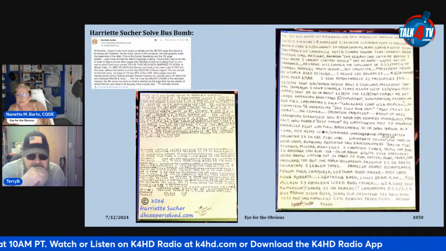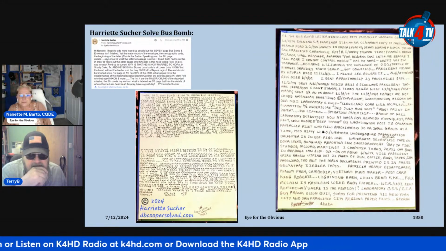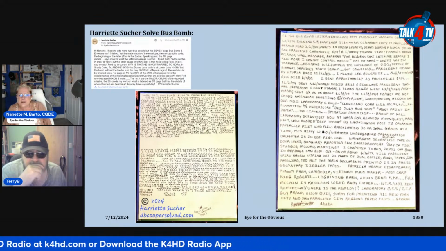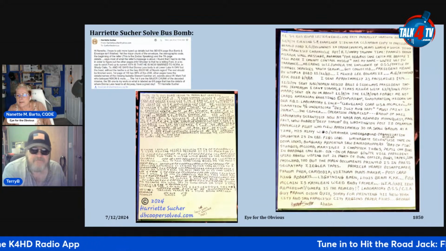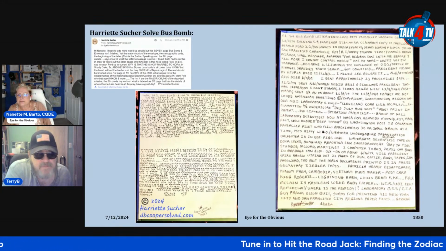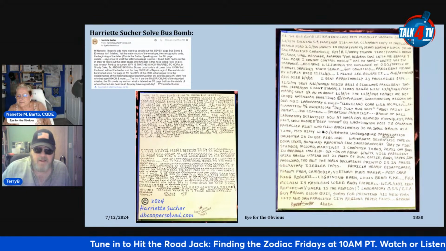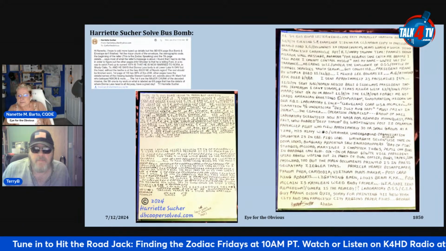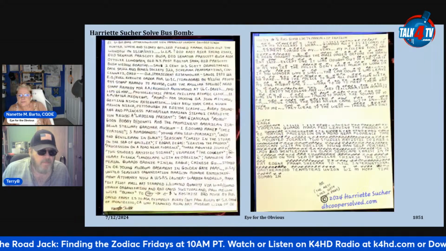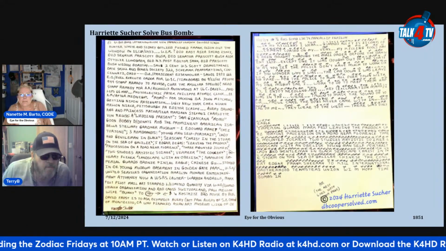I'm going to have to read it in sections because I don't have the completed bus bomb solve in the book that I have here. So I can read just each section, and go for it. Each page yielded puzzle pieces. So let's go with the... hold on a second.